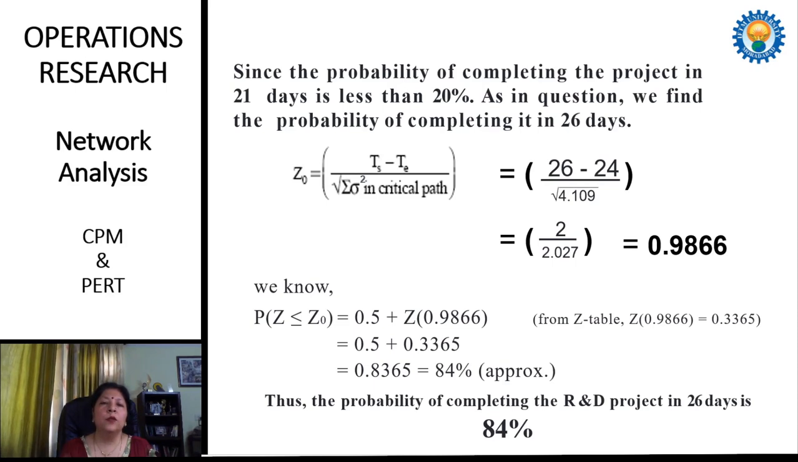So this is the way through which we find the critical path and find the duration or the probability. I hope this example has cleared all these things for you.